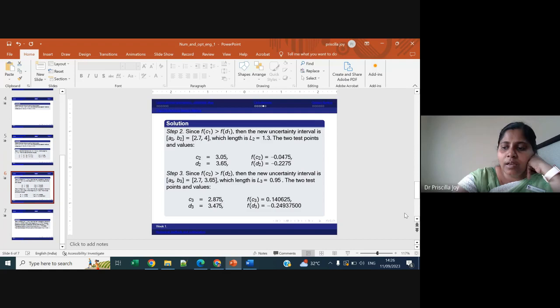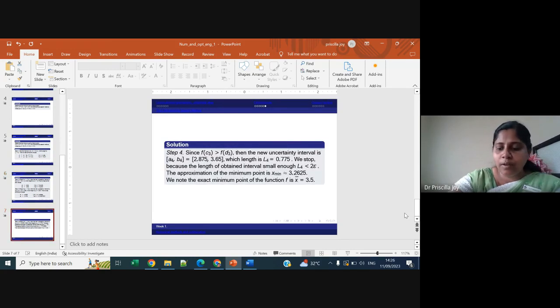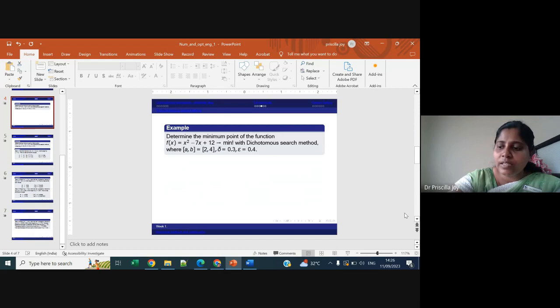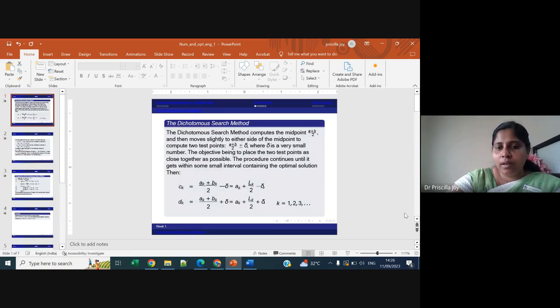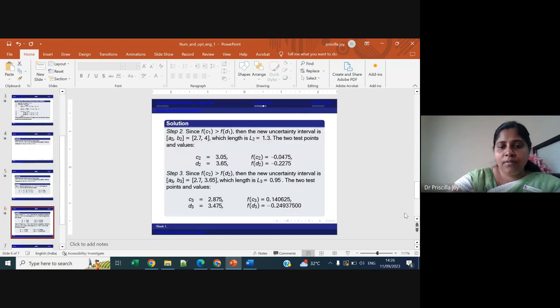So when we compute f of D2, we need to substitute 3.65 in the above equation. So we get 3.65 square minus 7 into 3.65 plus 12. Okay, when we compute that, we will be getting the value minus 0.2275. That is the answer we get for D2.